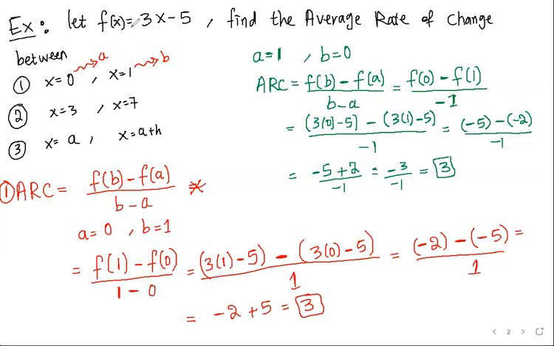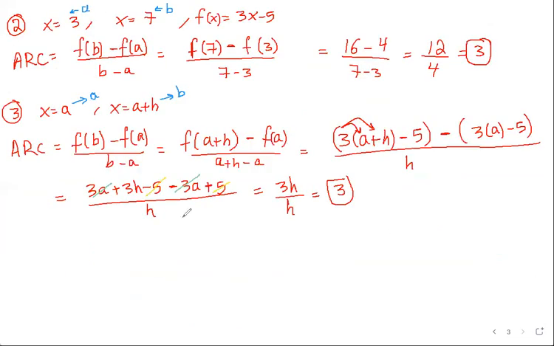Because here my function f of x equals 3x minus 5, it looks like a line. It's a line already. The 3 is the slope, and the y-intercept is minus 5. So this is a line function. For any line function, the average rate of change is always constant. It doesn't change for any two numbers.